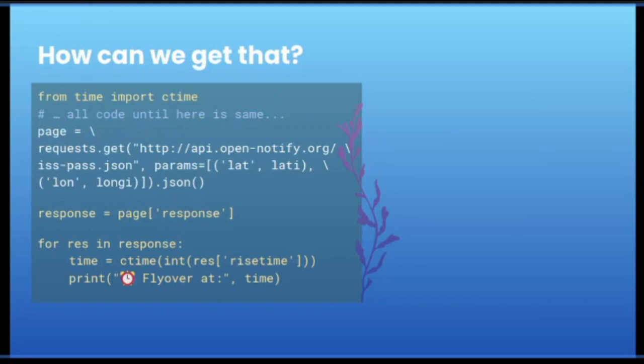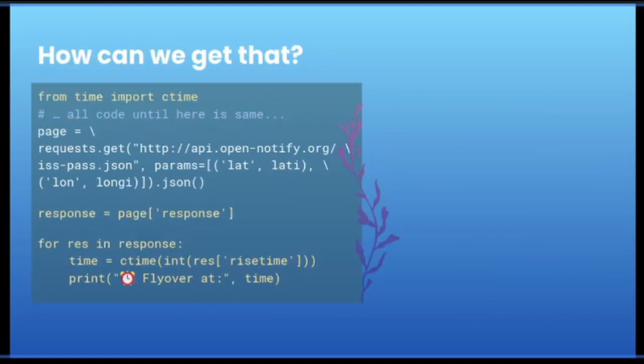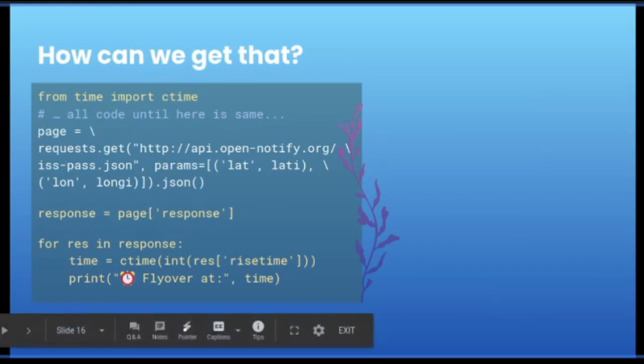Alright, so how can we get that? We're going to go from the top and add from time, import ctime. And then all the code which is getting the longitude and latitude will be the same. But then we're also going to add a new variable for the page responses, which, as you can see, is all of this information in the list, like the durations and the rise times. And then we're just going to loop over all the items in the response. If you're not familiar with Python syntax, it's for response in, well, it's just for variable in other variable.